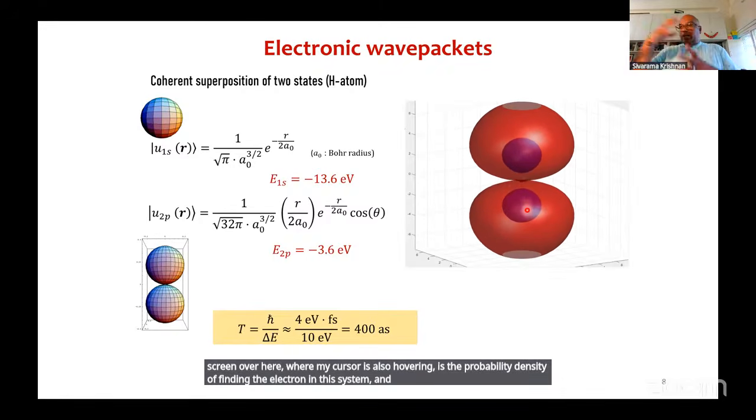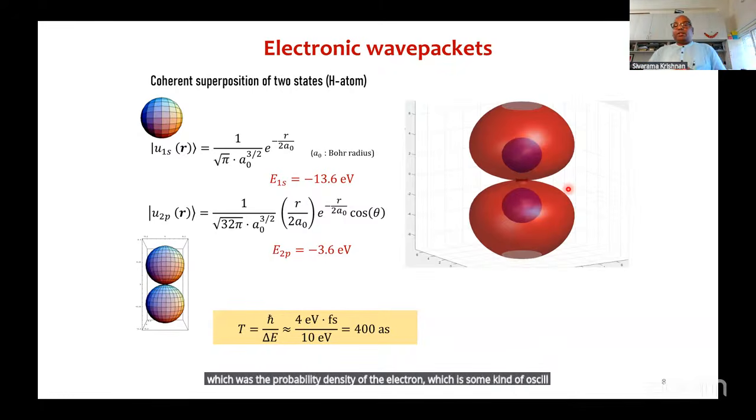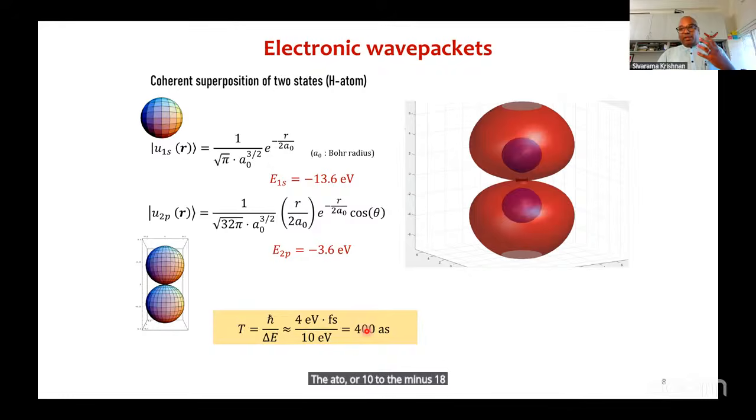And you can see that there were some nice looking motions of these balloon-like structures, which was the probability density of the electron, which is some kind of oscillation that is taking place. Again, the time period of that oscillation, I will not dwell too much upon how the math involved is, essentially turns out to be 400 attoseconds. So the atto, or 10 to the minus 18 scale, comes into play in terms of the dynamics of electrons.